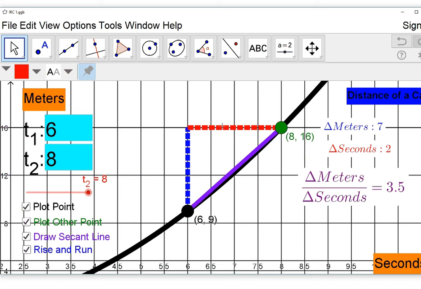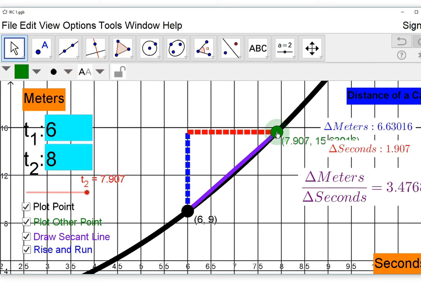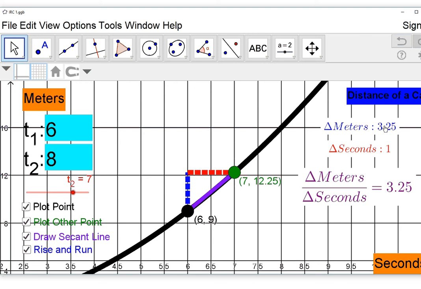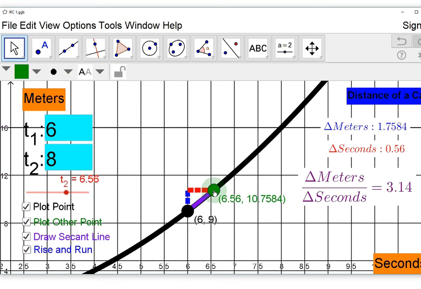So the question is, how does that help us understand how fast it's going at 6 seconds? Well, what we're going to need to do is take this green point, or its second data point, and drag it closer to 6. So what about at 7 seconds? Well, the change in meters is 3.5. It's gone 3.5 meters longer from 6 to 7. Change in seconds, it's 1. And therefore, its average speed would be 3.25 meters per second. So the concept is, if we can get a data point really close to 6 seconds, then we can get something really close to how fast it's going at 6 seconds.